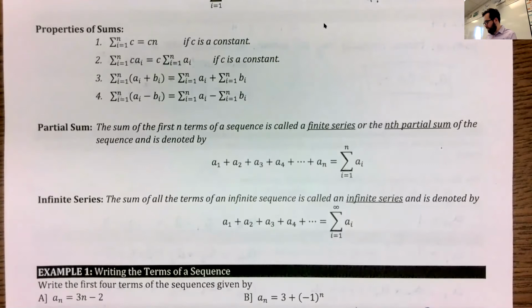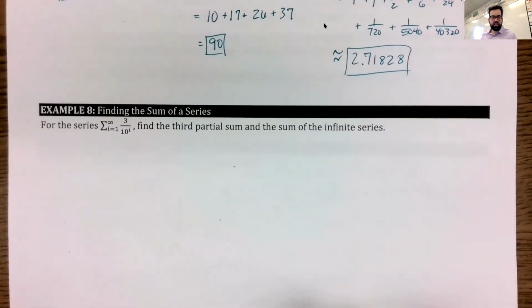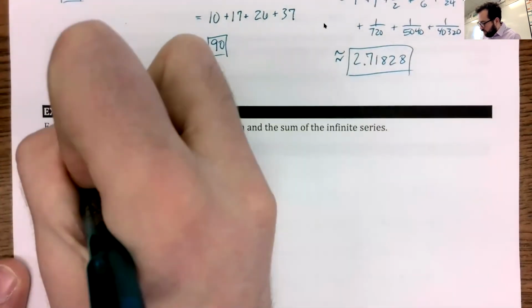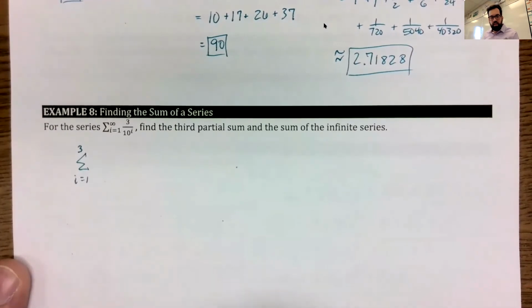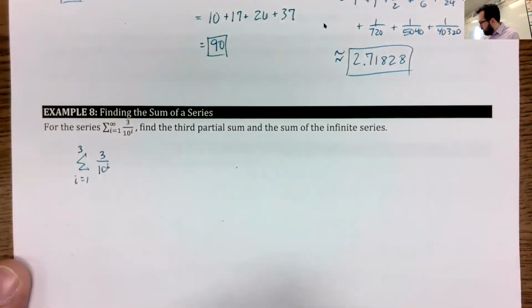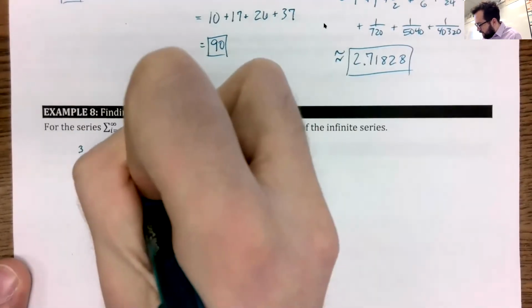So let's take a look at the next example, example 8. Finding the sum of a series. For the series from i equals 1 to infinity of 3 over 10 to the i, find the third partial sum and the sum of the infinite series. So the third partial sum means that we're going to be going from i equals 1 to 3. The terms are still 3 over 10 to the i. And so what we do is we plug 1, 2, and 3 in for i and add the answers together.